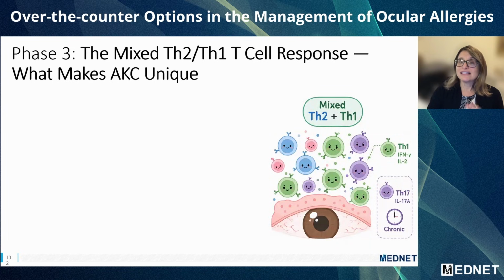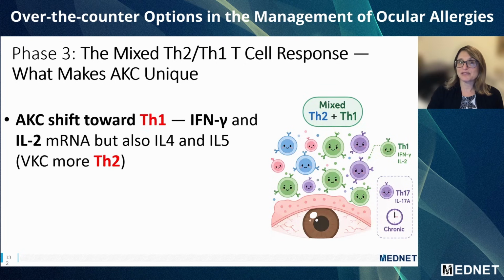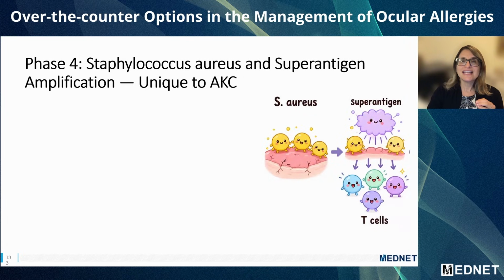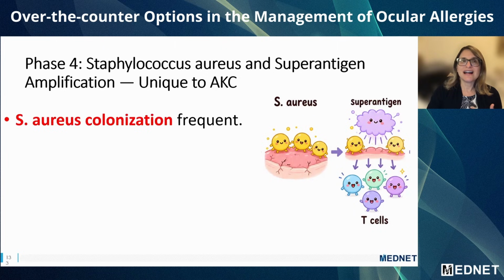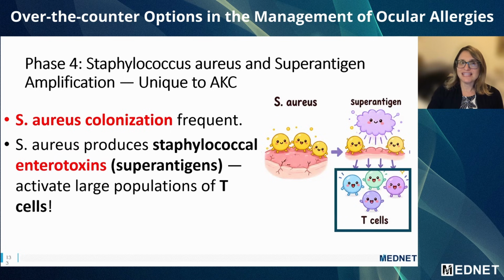So here, the T cells, again, are really involved, but unlike VKC, which is mostly Th2, this is a Th2, Th1 T cell response, which really drives home chronicity. And in addition to the T cells, there's this constant interaction with the outside world where these patients are more susceptible to staph and staph superantigen amplification. And so if you swab patients with atopic dermatitis, they're more frequently colonized with staph.